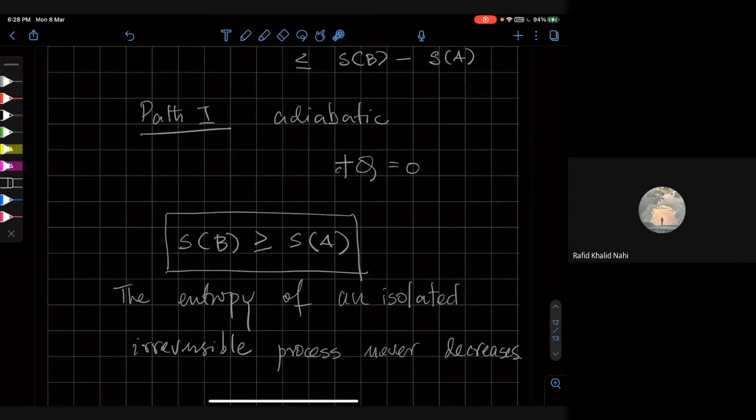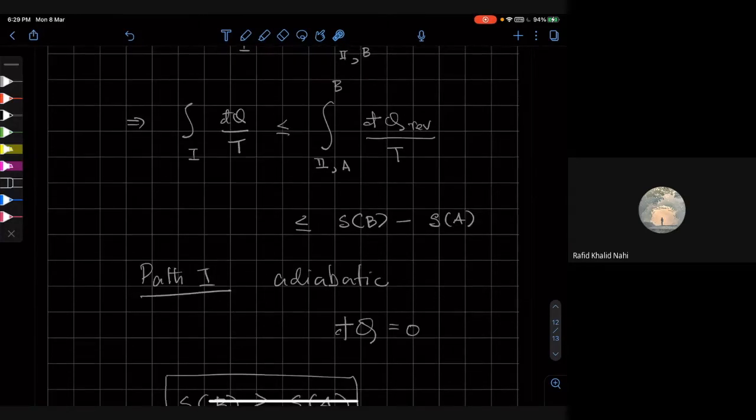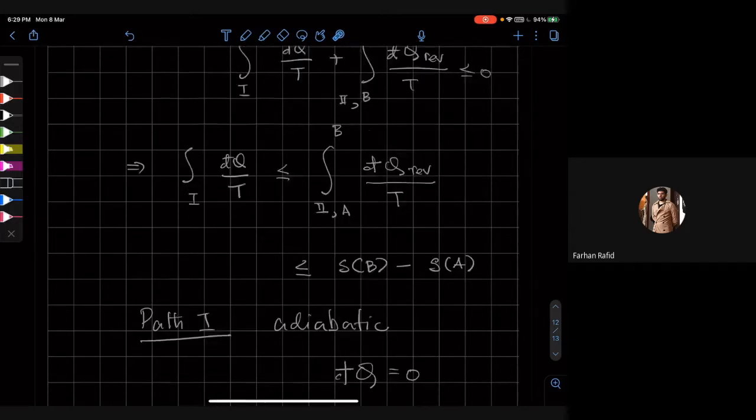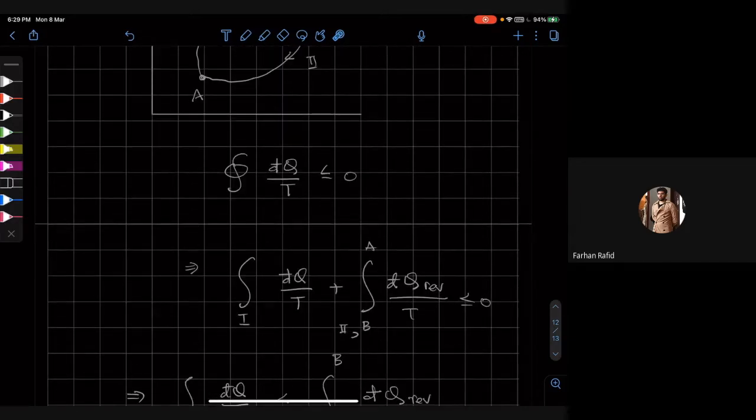So when did we consider that path 1 was adiabatic before you wrote it down? We considered it here. Oh, okay. Otherwise, we just have this thing, right? Yeah. So when you wrote that the integral of dq by T is less than or equal to 0, does this mean it sometimes goes to the negative side? That means the entropy goes negative.